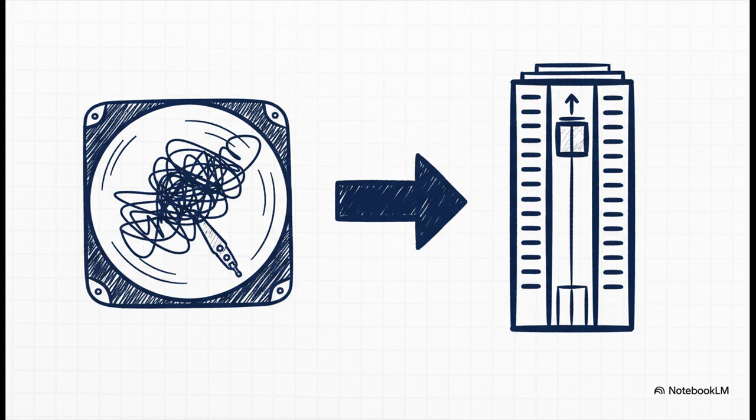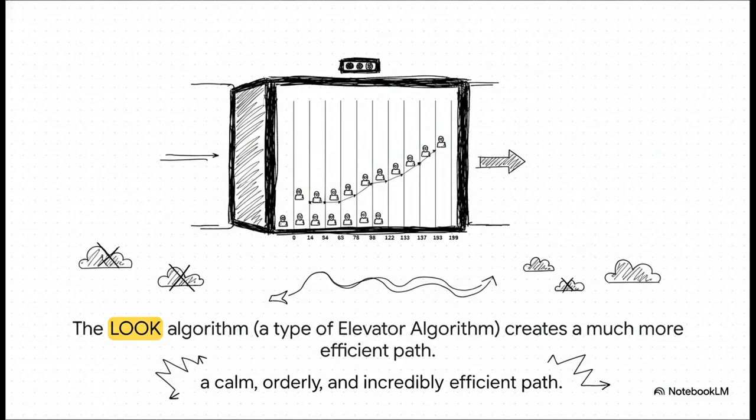It's elegantly called the elevator algorithm. Instead of jumping all over the place, the OS makes the disk head behave, well, just like an elevator in a tall building. This method, often called the look algorithm, is so much smarter. It makes the head sweep smoothly in one direction, picking up all the passengers, all the data requests along its path. Only when it gets to the last request in that direction does it turn around and sweep back. No more wild zigzagging, just a calm, orderly, and efficient path.